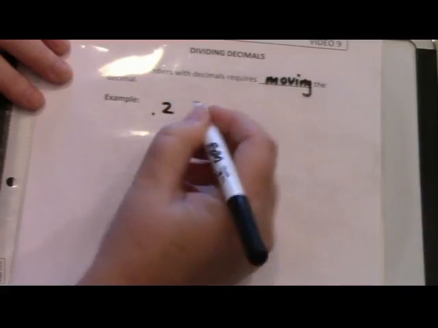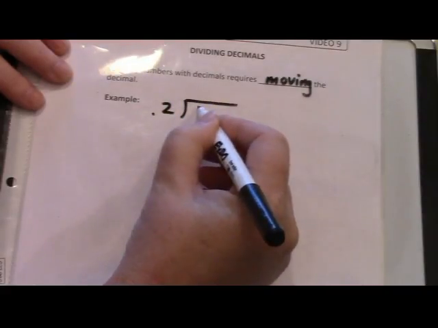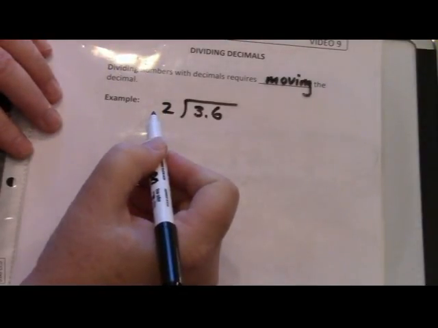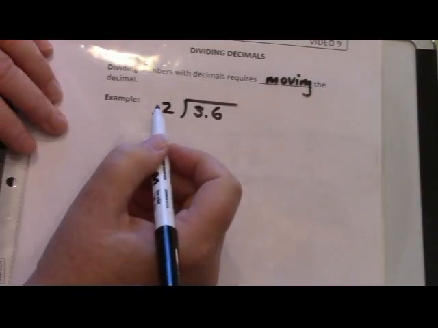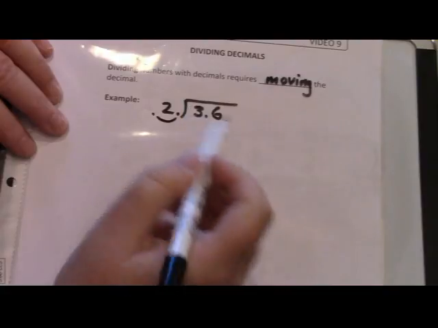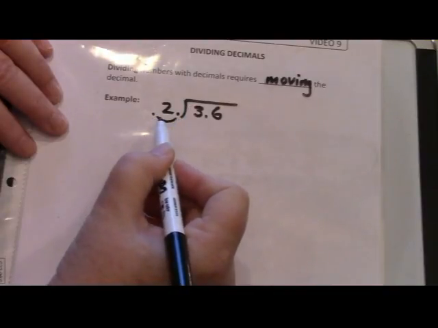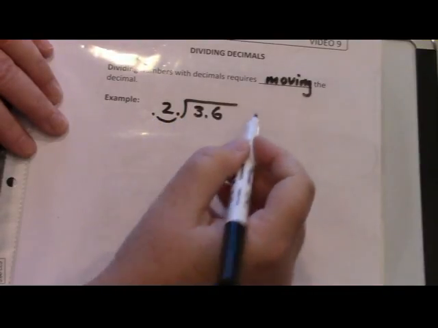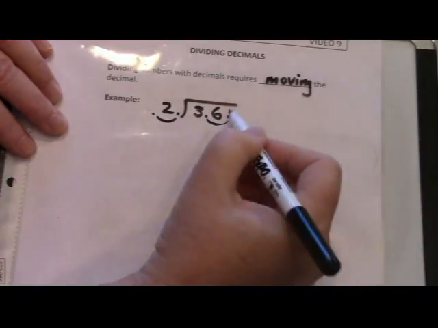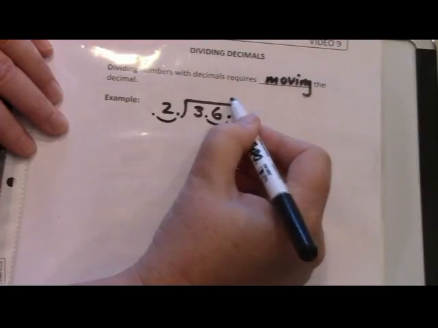If I have a number 0.2 and I want to divide that into, say, 3.6. Well, I want to make this number out here a whole number, which means I have to move the decimal. So instead of being in front of this, I want to move it to the back. If I move this one out here one place value, I need to move the decimal inside here also one place value. And then I'm just going to move that decimal right up there. Now I'm ready to divide like my regular steps.